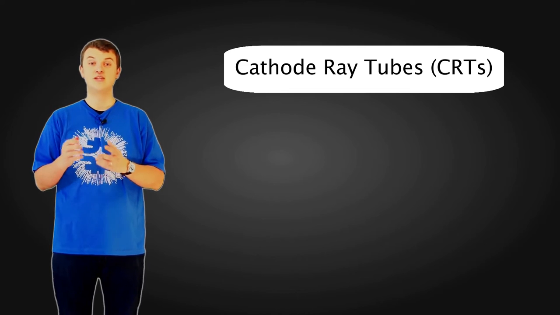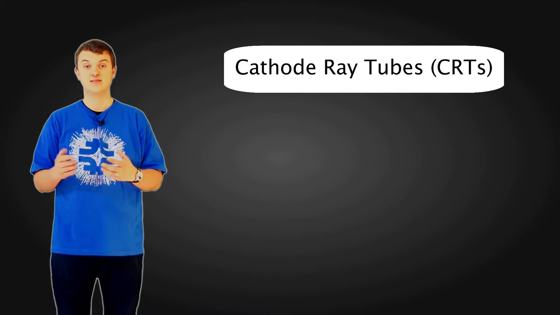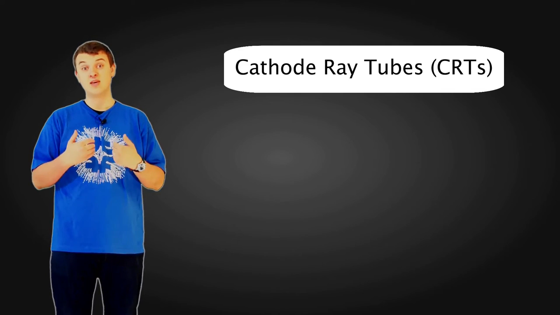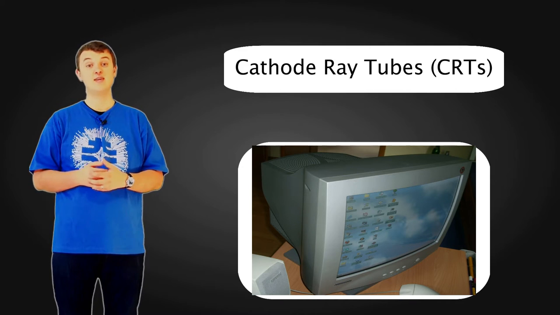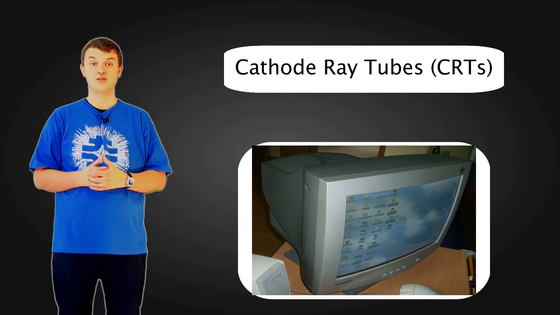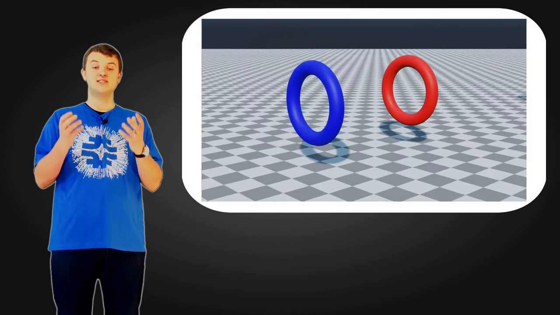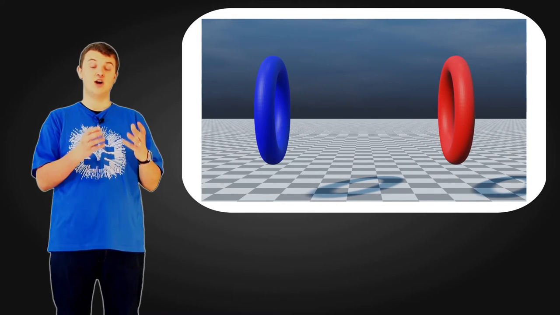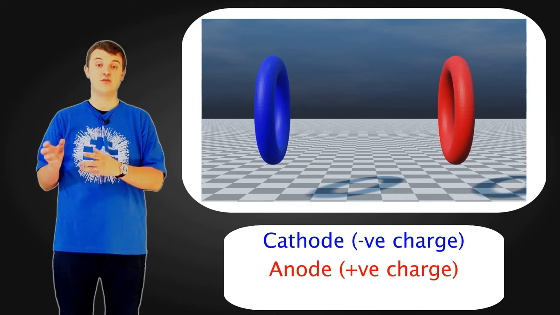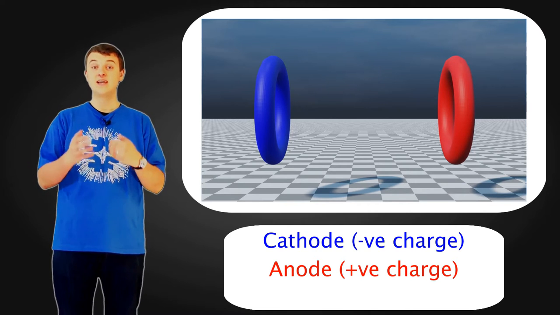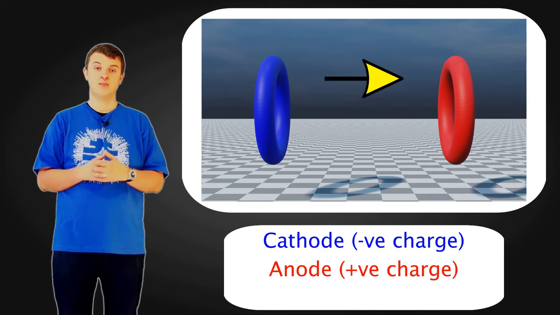But how do we actually achieve this? Some of the earliest particle accelerators were so-called cathode ray tubes, or CRTs. If you're old enough, like me, you'll remember CRT computer monitors and TVs, back in the day before fancy LCD and plasma screens. Now, a CRT has a positively charged end, the anode, and a negatively charged end, the cathode. This means there's an electric field between the two.